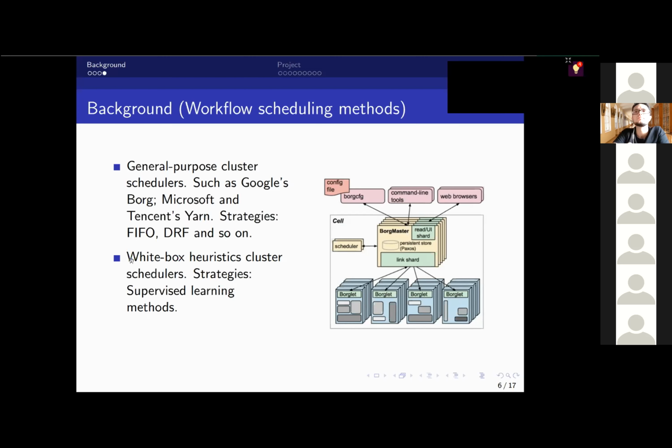And the other method is the white box heuristic cluster scheduler. They use supervised learning methods. We know supervised learning models require a deep understanding of the cluster frameworks and workflows. The well-trained model is tightly coupled with the framework implementation. For example, if there is some change in the cluster, the well-trained model cannot perform well.